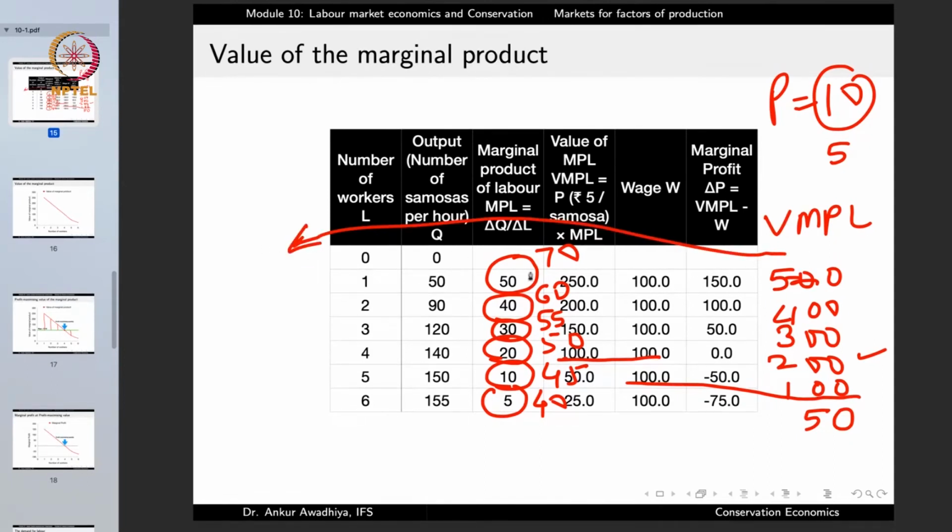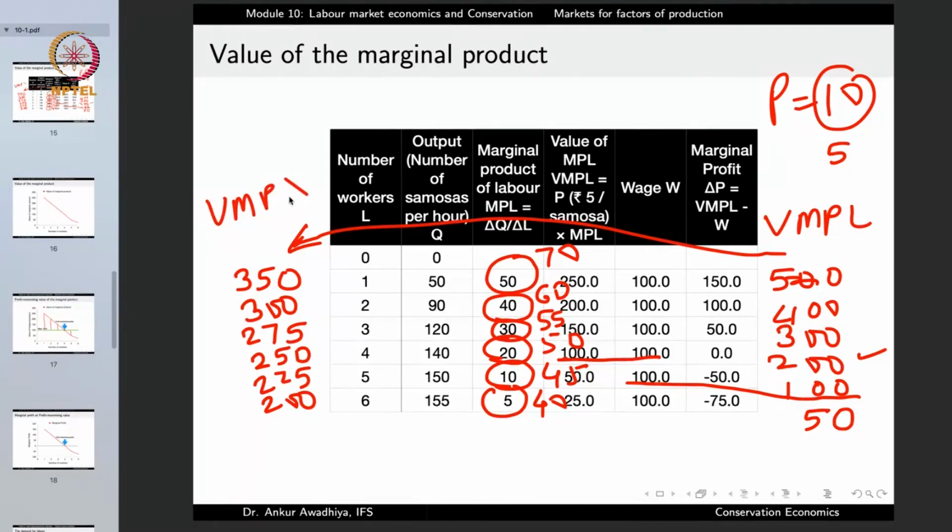Now in this case, the value of the marginal product of labor will be given as, for the first one it is 70 into 5 is 350. For the second one it is 60 into 5 is 300. For the third one it is 55 into 5, which is 275. For the next one it becomes 50 into 5 is 250. For the next one it becomes 225, and for the next one it becomes 200. So this is the value of the marginal product of labor if the price has remained the same. So the price is 5 rupees only, but the marginal productivity of labor has changed. So we have increased the marginal productivity, say by providing more training to the labor.